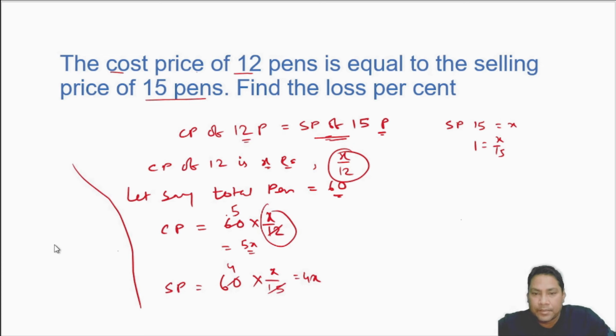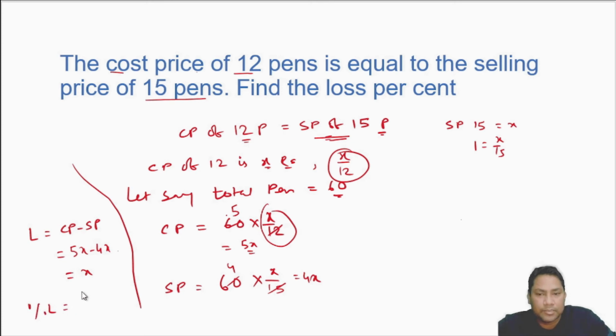Here the selling price is 4x and the cost price is 5x. So the cost price is more than the selling price, so there is a loss. The loss is cost price minus selling price, that is 5x minus 4x equal to x.